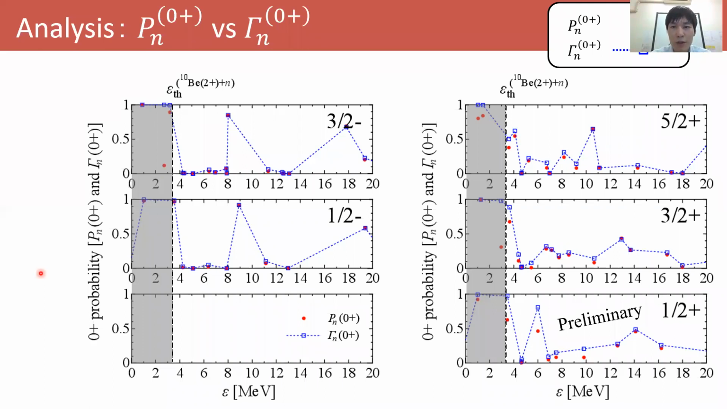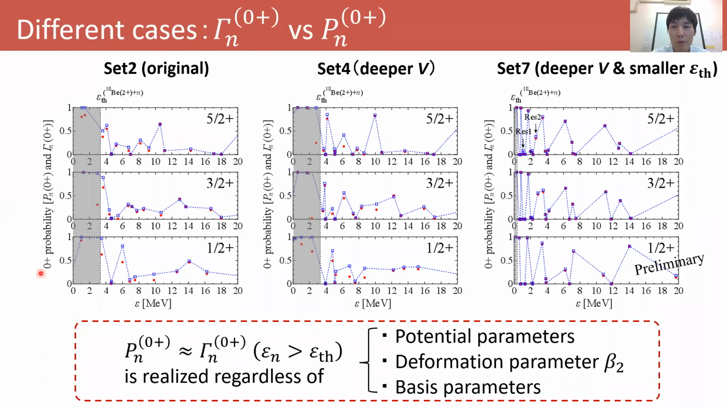These are the results with different conditions, such as the deeper potential and the smaller threshold energy. In fact, we have confirmed that this relation is realized regardless of the potential parameter, the deformation parameter beta 2, and the basis parameters. This may be the reason why the P separation works well.